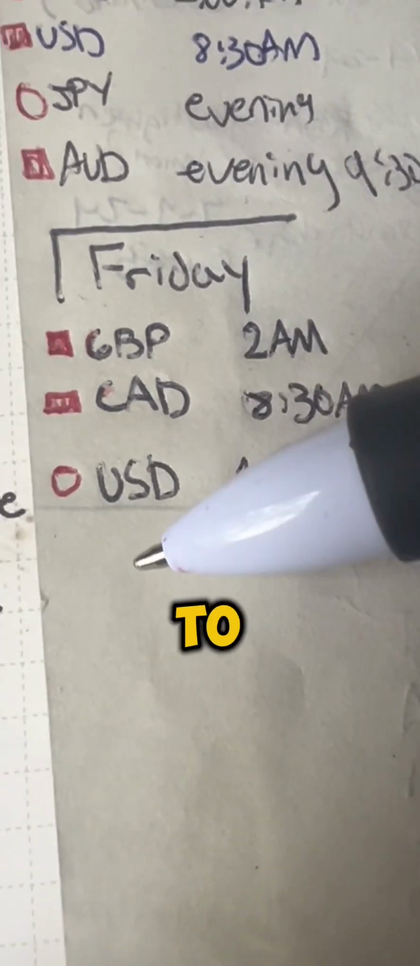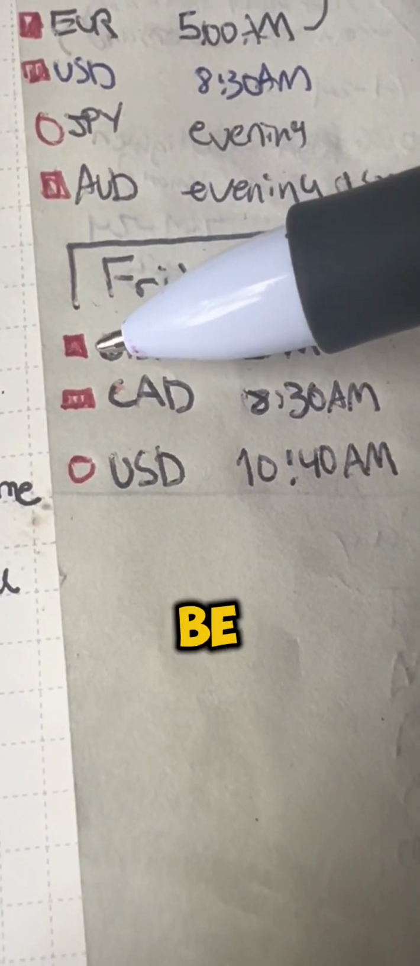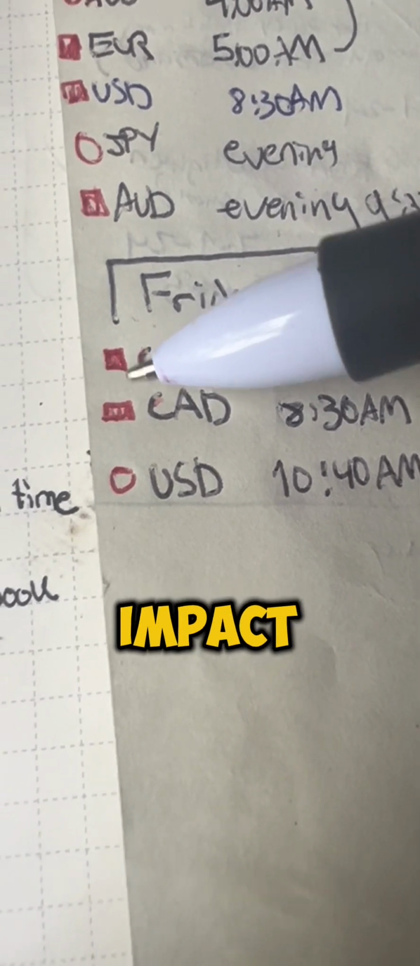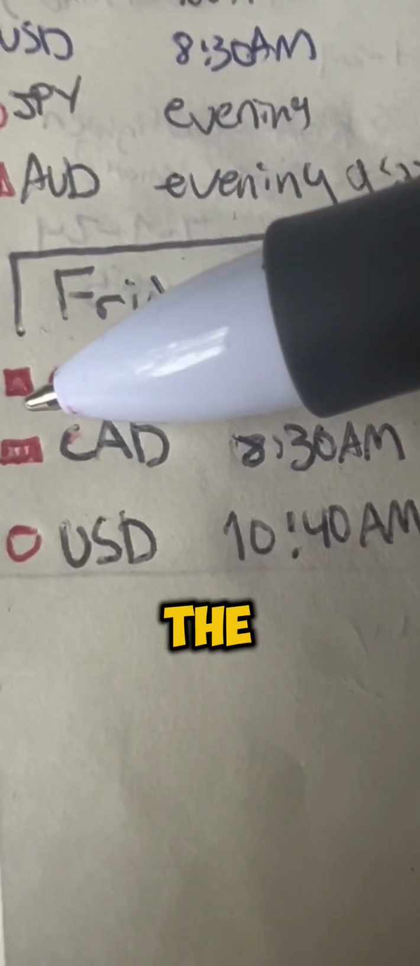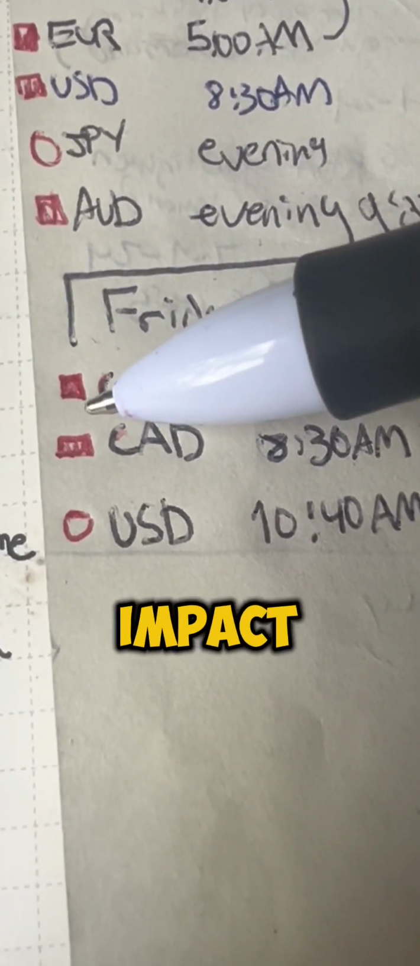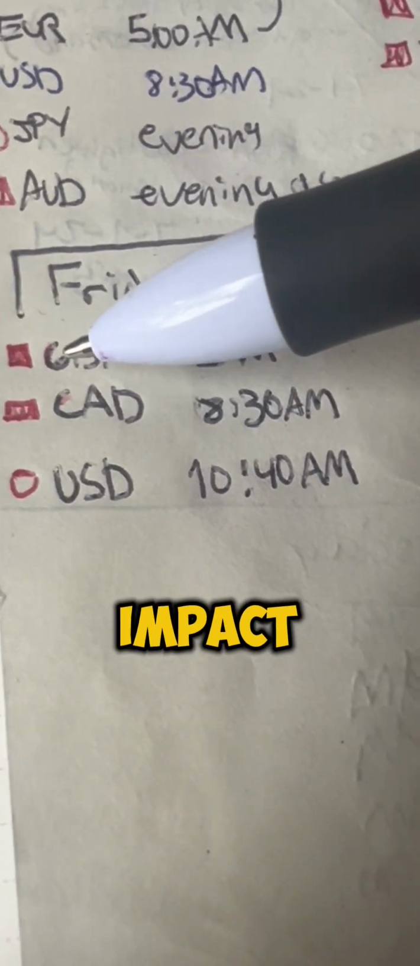I don't pay attention to low impact. So the only news you should be paying attention to is the high impact and the medium impact. You can write the dark red for high impact news, circle for medium impact, write the name of the currency, and write the time. When the news gets released, all you have to do is write the result.